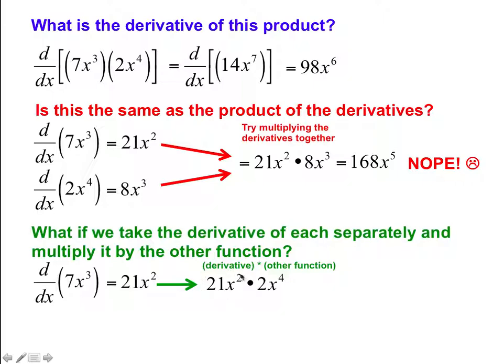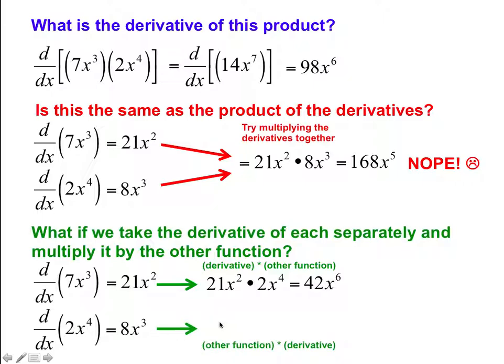So this is the derivative of the first times the second. I'm going to take my 21x squared times 2x to the 4th, and that gets me 42x to the 6th. Well, at least I'm matching my powers now with the right answer. And now I'm going to swap that. I'm going to take the derivative of the second, which is 8x cubed. So the derivative of the second times the original function. So here's the derivative of the second times the first. And that's 56x to the 6th. If I add those together, notice I get 98x to the 6th.